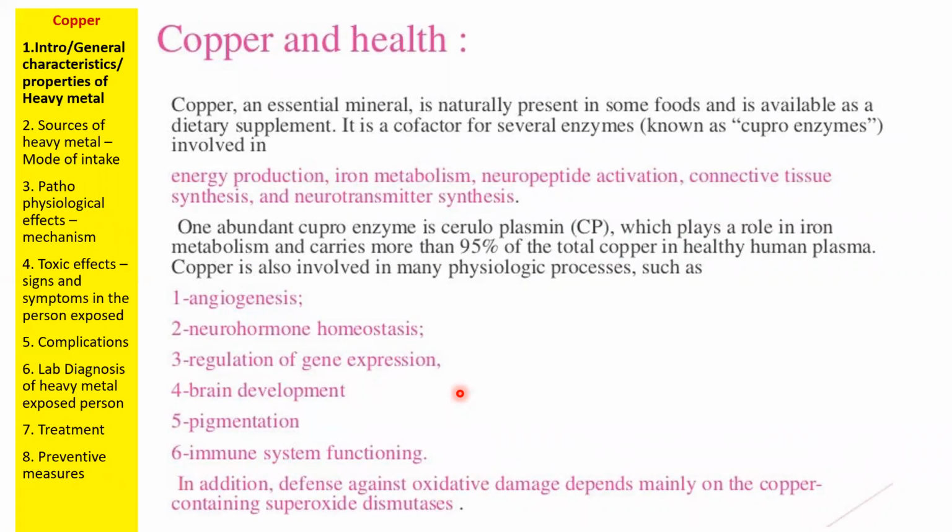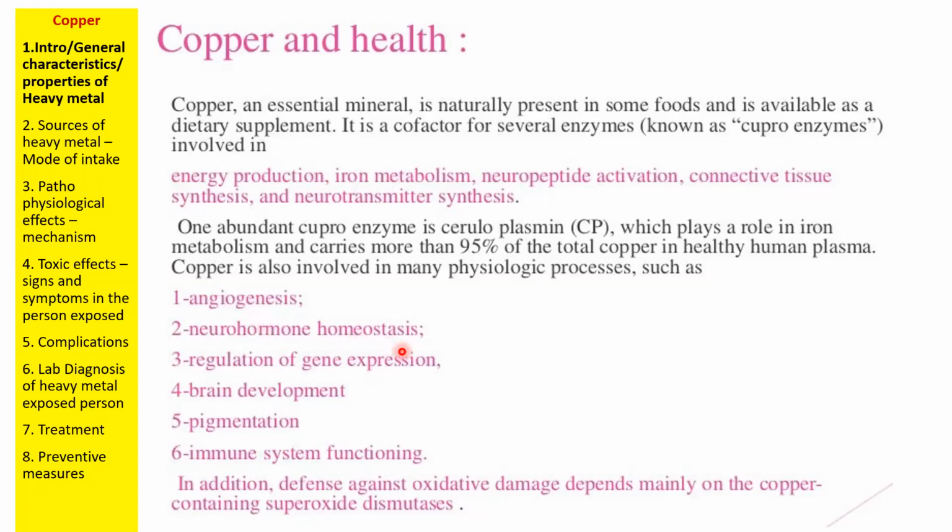Copper is very important for angiogenesis. What is angiogenesis? I worked on angiogenesis during my master's thesis, especially in cancer and tuberculosis studies. Angiogenesis means the production of new blood vessels. Synthesizing and producing new blood vessels is called angiogenesis. But if there is excessive blood vessel production, that can cause cancer. Normal healthy blood vessel production can be done in the presence of copper and neurohormone homeostasis.